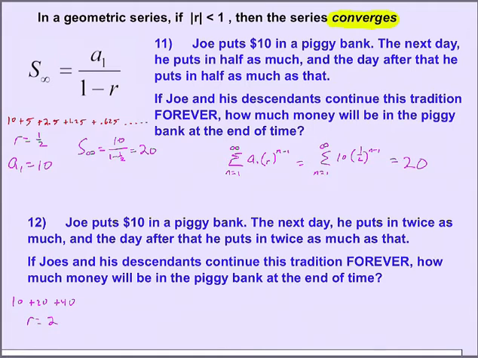So if Joe and his descendants continue this tradition forever, how much money will be in the piggy bank at the end of time? Well, that I can't answer. Since R is bigger than 1, the series does not converge, is the fancy language we use for this. All it means is this series gets infinitely bigger. There's no way to say what this equals at the end of time, because it always just keeps getting bigger and bigger and bigger without bound. We'll do one more example of this here.